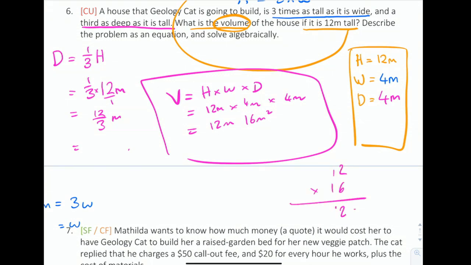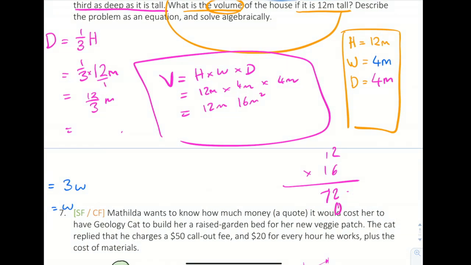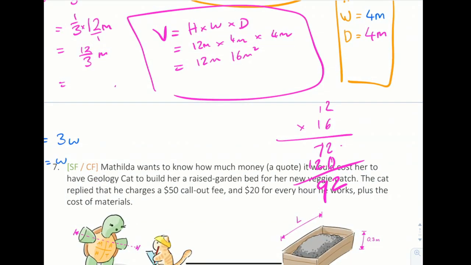6 times 2 is 12. 6 times 1 is 6. 6, 7. 1 times 12. Okay, so I should have 2. I should have 9. I should have 1. 192 meters cubed.